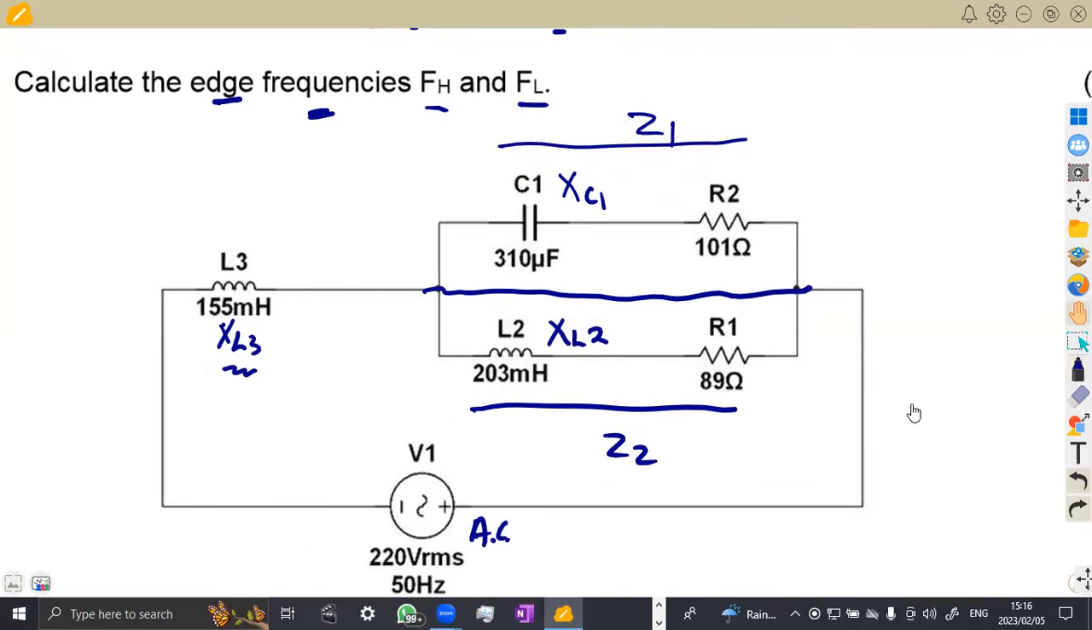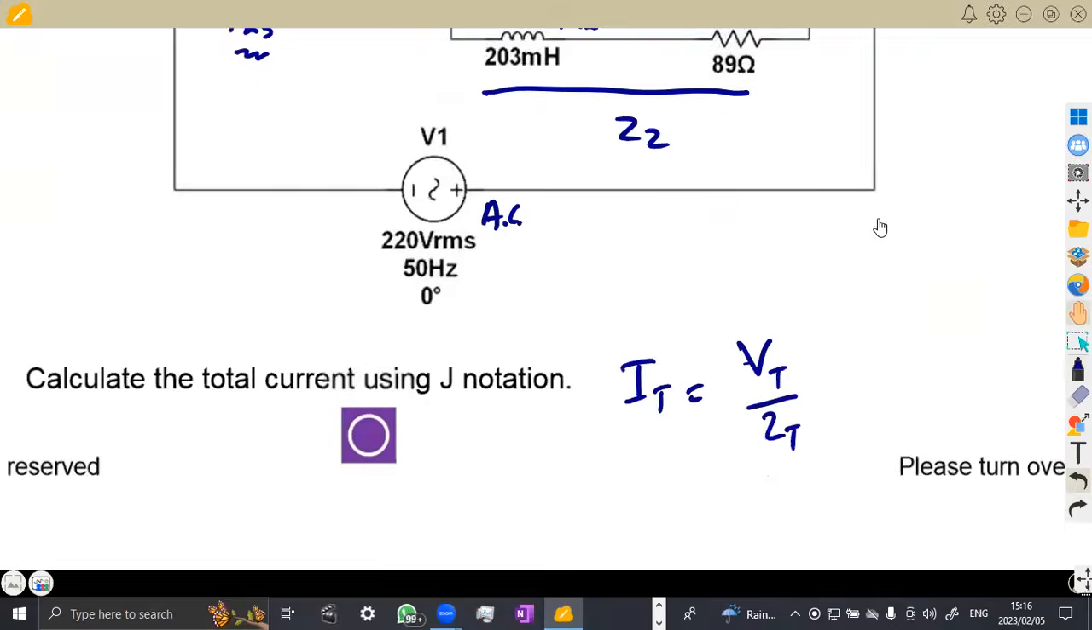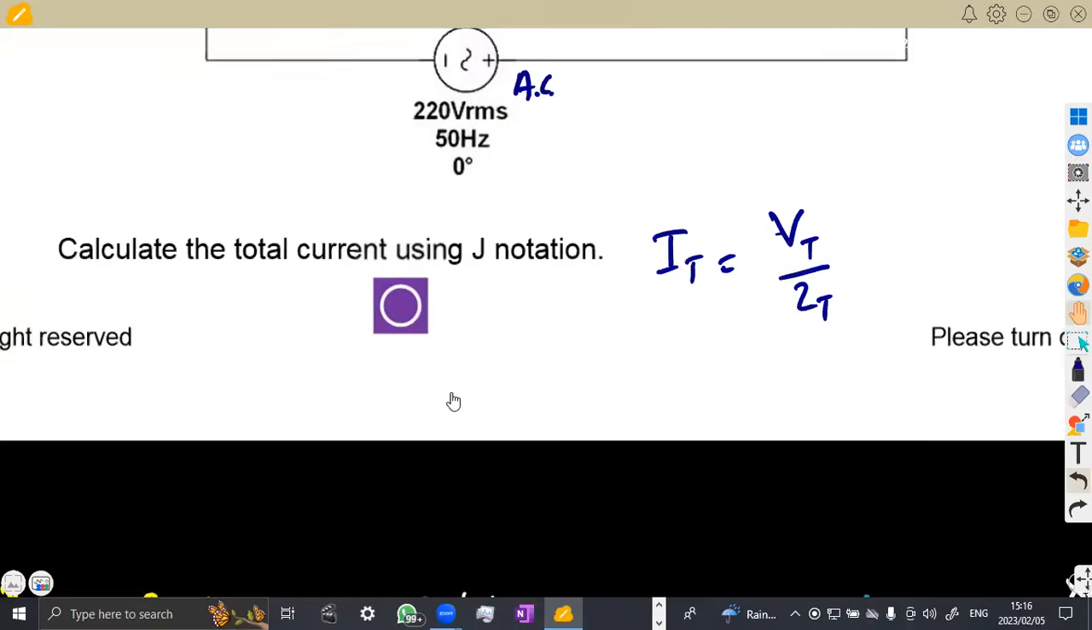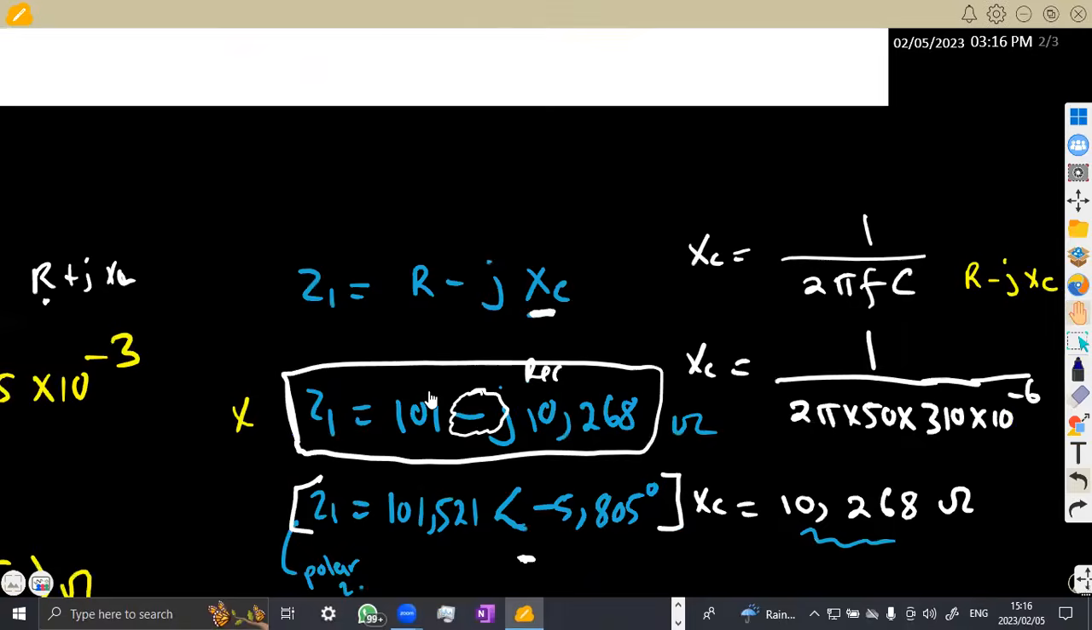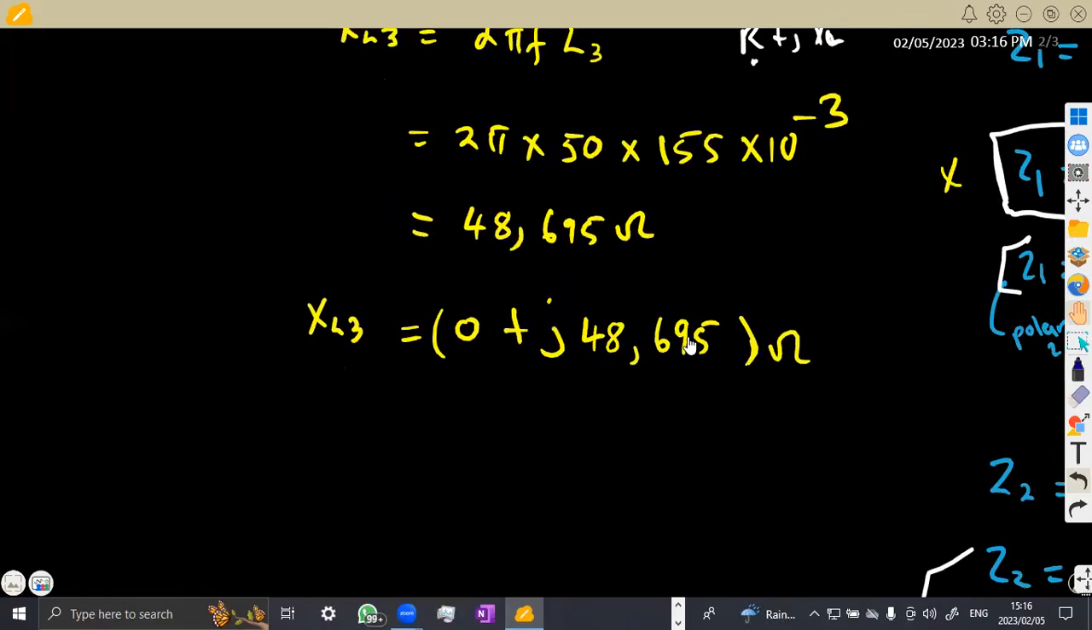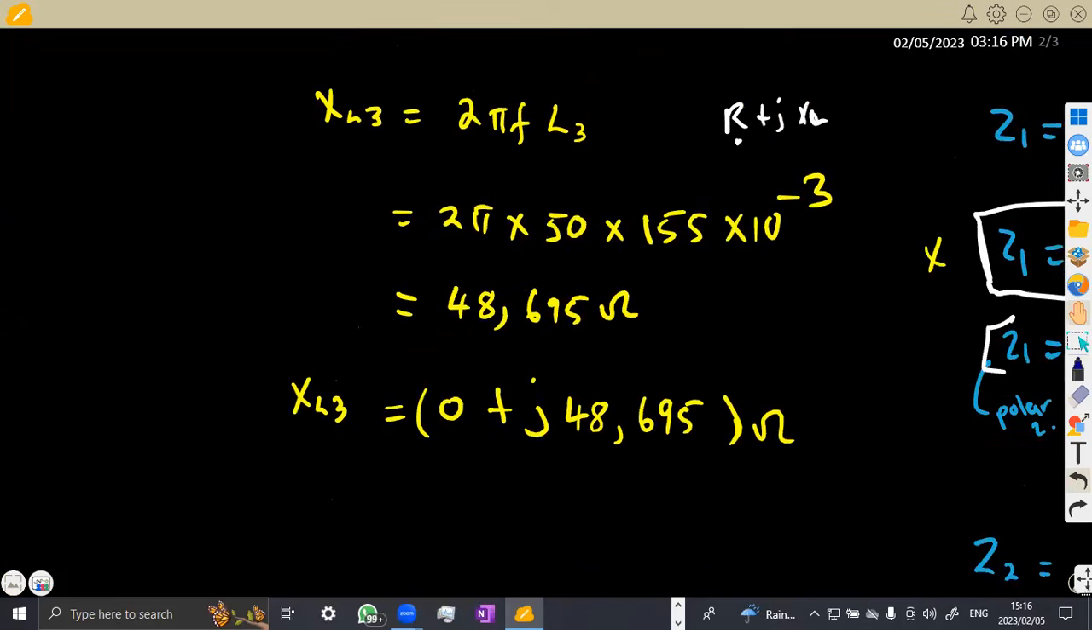Remember, we calculated XL3. That was the first part that we calculated, if I'm not mistaken. Where did we calculate here? Just below here. Yes, we calculated our XL3 here. This is the first part that we calculated. So now we are just going to add, because already we are given this in rectangular form. So we are going to add those two together.